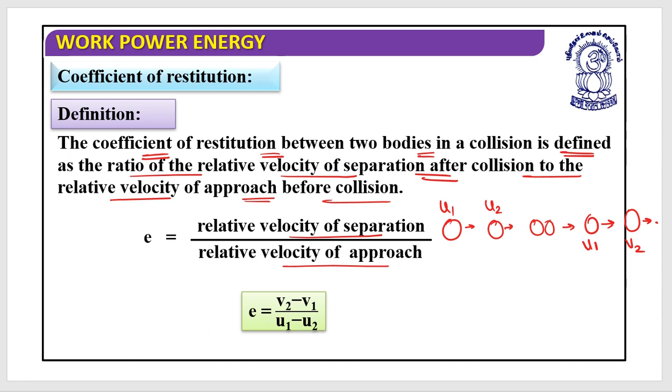The velocity of approach is the velocity with which they move towards each other, which is u1 minus u2, and the velocity of separation is v2 minus v1. This shows with which velocities they are going to be separated. So this is the coefficient of restitution, given as relative velocity of separation divided by relative velocity of approach. I hope this is clear.